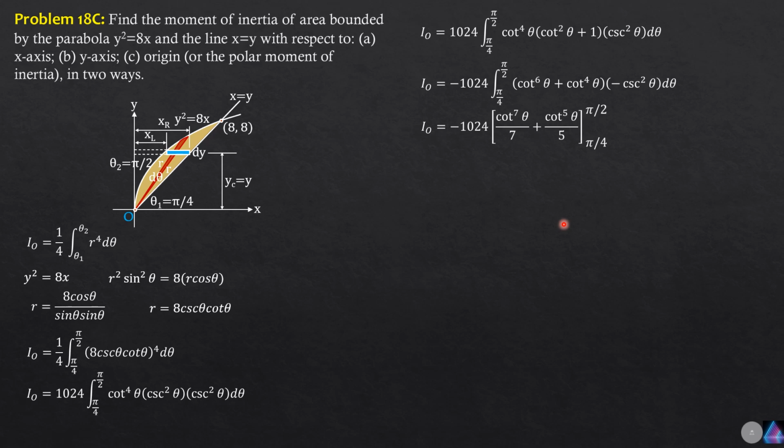So that would be negative 1024. Applying the upper limit, that would be 0 minus the lower limit 1. 1 to the 7 is still 1. 1 to the 5 is still 1. So that would be negative 1024 times quantity 0 plus 0 minus quantity 1 to the 7 over 7 plus 1 to the 5th over 5. And using your calculator, combining, that's the same answer as before, 12,288 over 35. So that's it for this video.